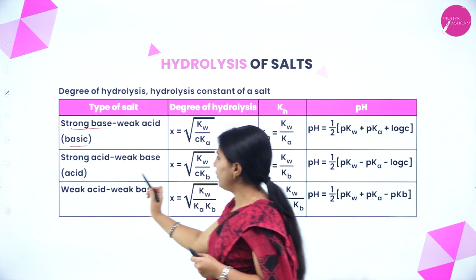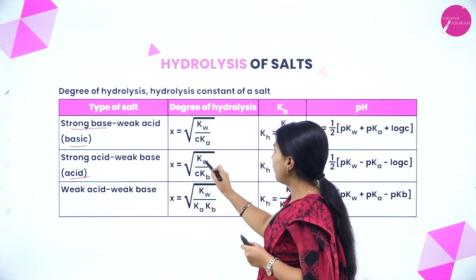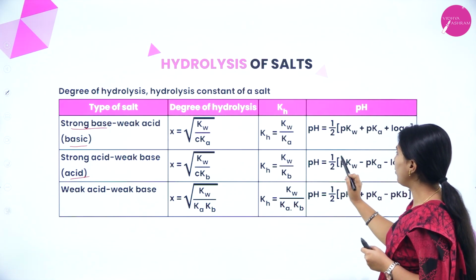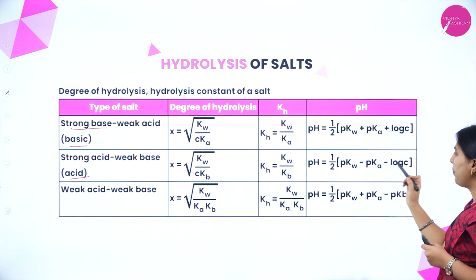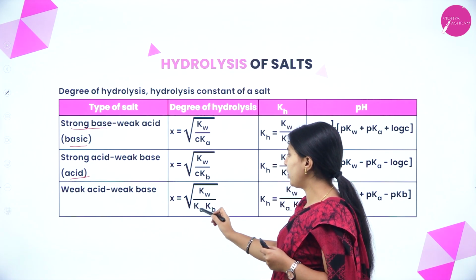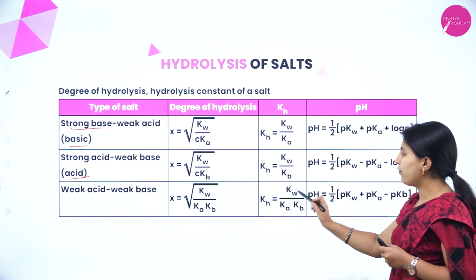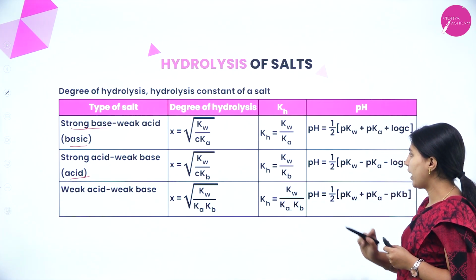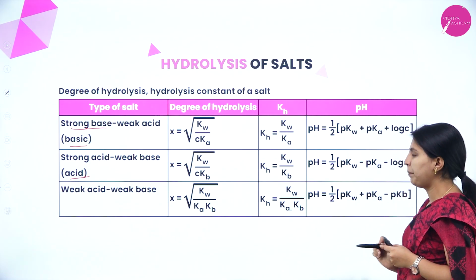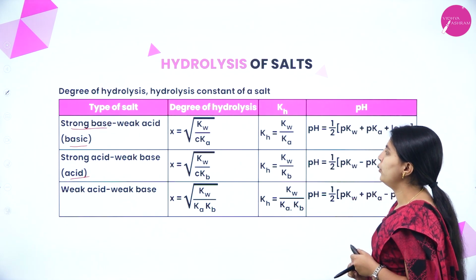See here, strong acid and weak base, acidity will be there. x equals root of Kw by C Kb, Kh equals Kw by Kb, pH equals half into pKw minus pKa minus log C. Weak acid, weak base, almost neutral. x equals root of Kw by Ka into Kb, Kh equals Kw divided by Ka into Kb, pH equals half of pKw plus pKa minus pKb. These are the formulas which will be used for numericals.